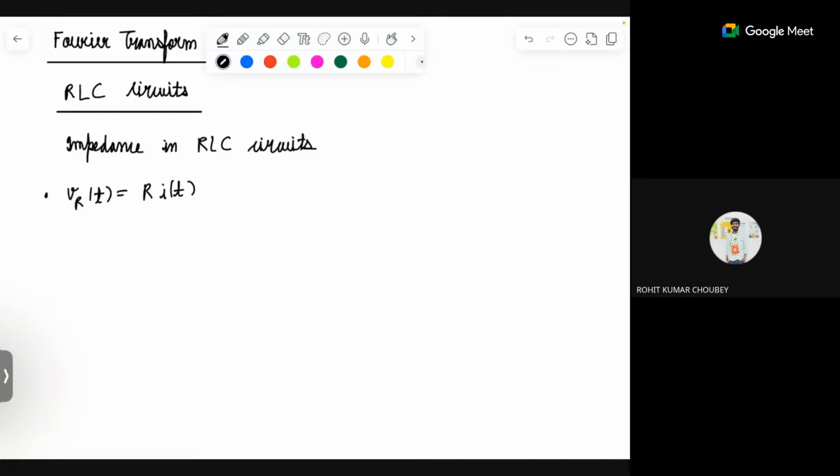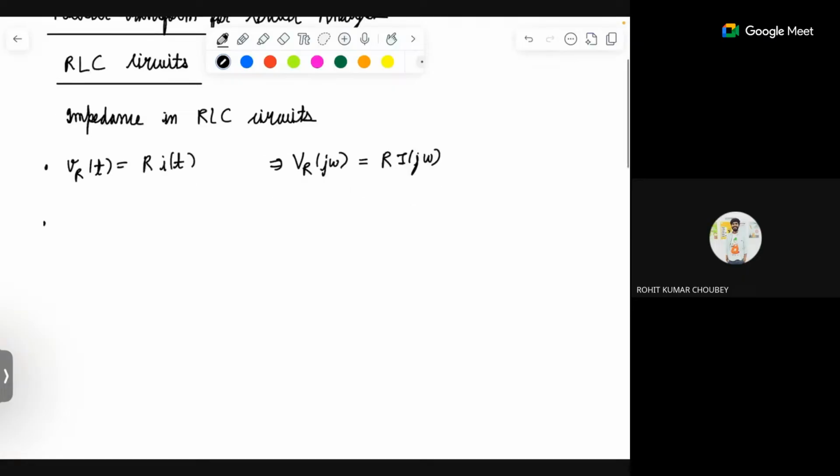Now let us convert it to the Fourier domain. So I will have V_R(jω). R is a constant, it stays as it is, and I(t) will convert to its Fourier transform I(jω). Now, similarly, let us do this for the capacitor.